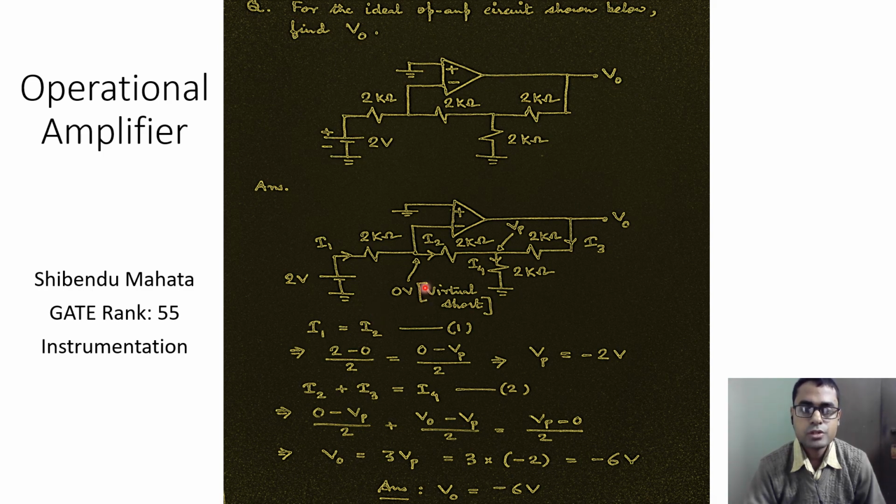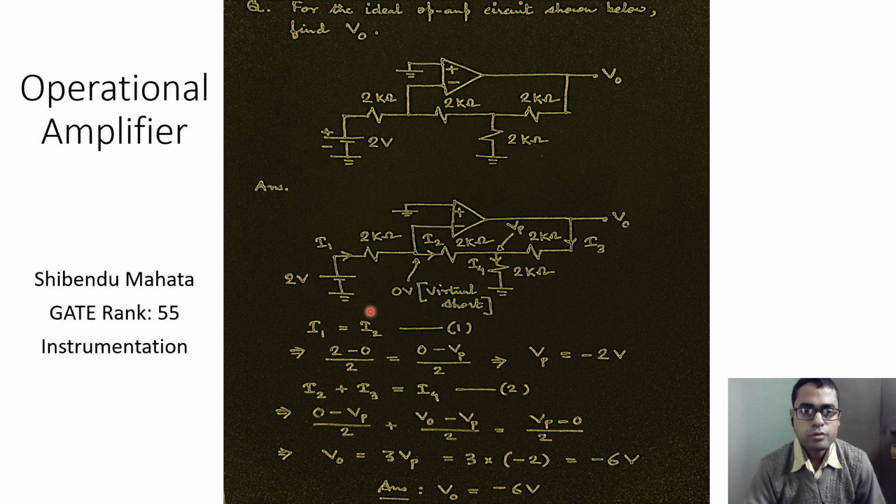What we have to do is to note that the voltage at the non-inverting input terminal is 0 volt because this is connected to the circuit ground, and therefore the voltage at the inverting input terminal, this node, should also be 0 volt from the concept of virtual short.